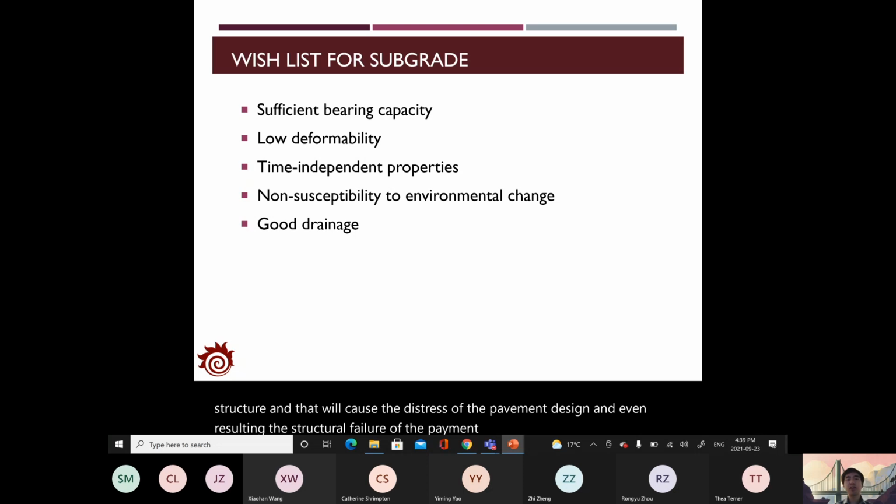And the third thing is that we want to make sure that the properties of the subgrade that we designed can last for a very long time and are consistent for a long time, which means we want them to have time-independent properties. This is the fundamental requirement for the design life of the pavement structure. Usually, the pavement structure will last for 20 or even 50 years, so we anticipate that the properties of the subgrade will be consistent in this period.